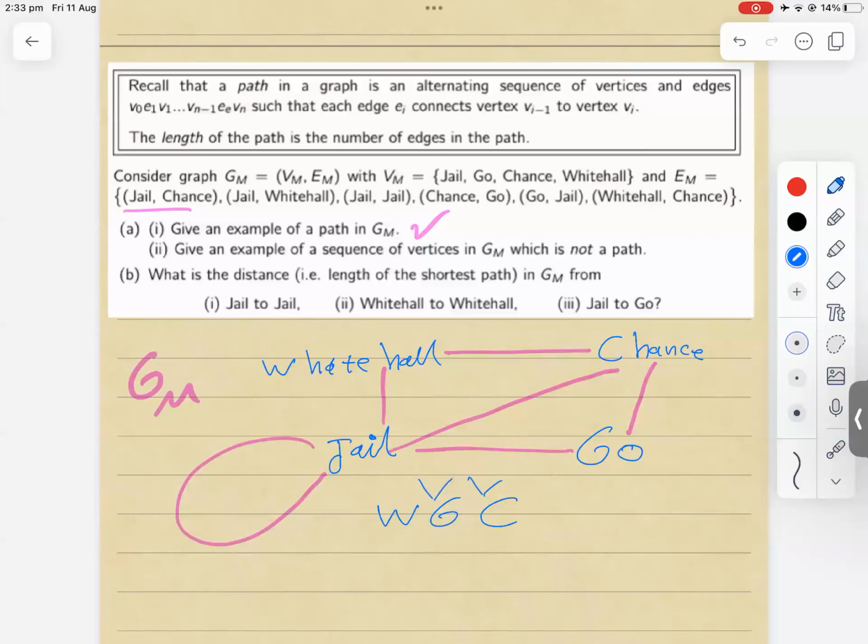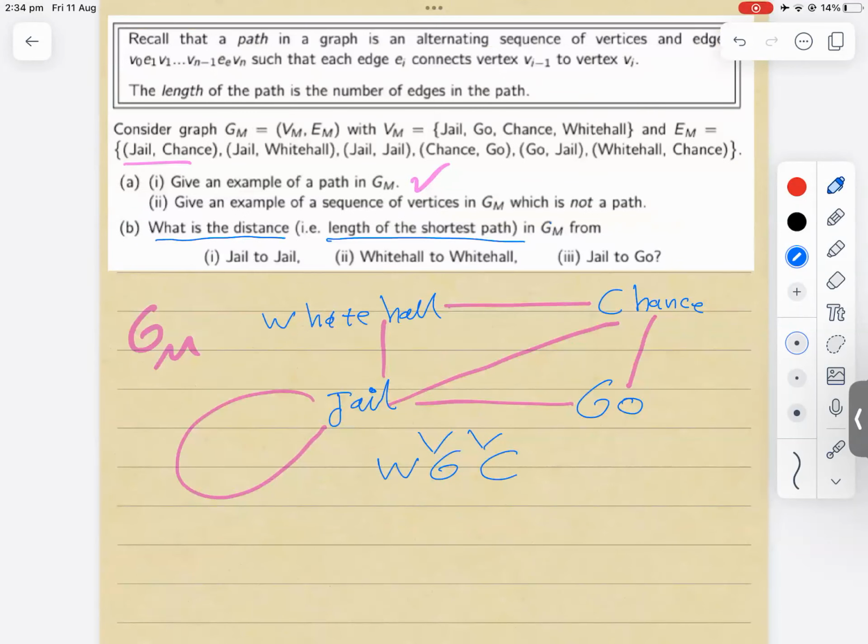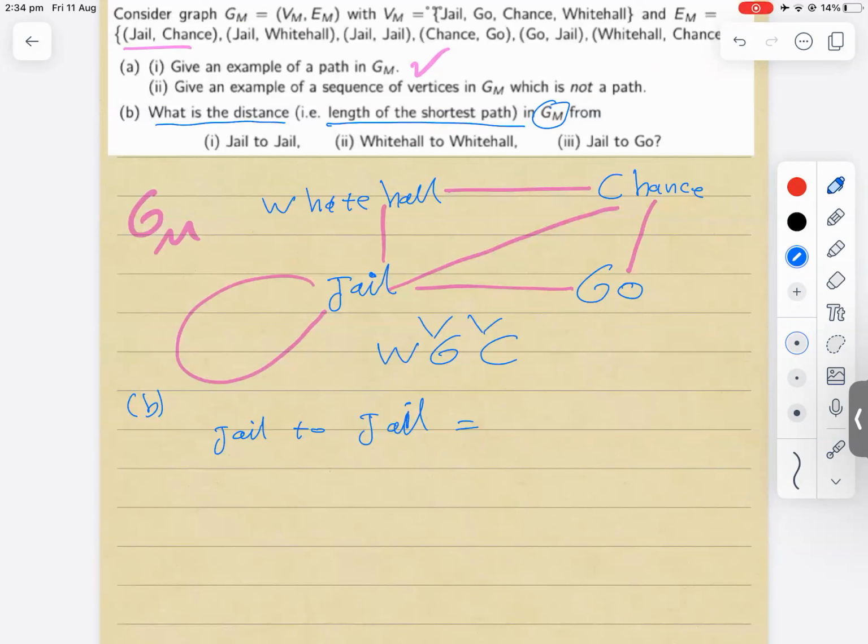Now, what is the distance or length of the shortest path in GM? From jail to jail. So jail to jail. So part B. What is that? Okay. What is the path from Whitehall to Whitehall?